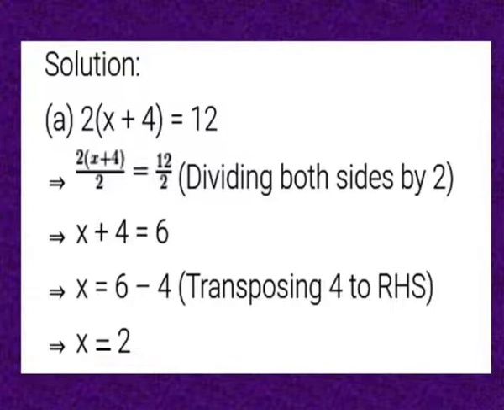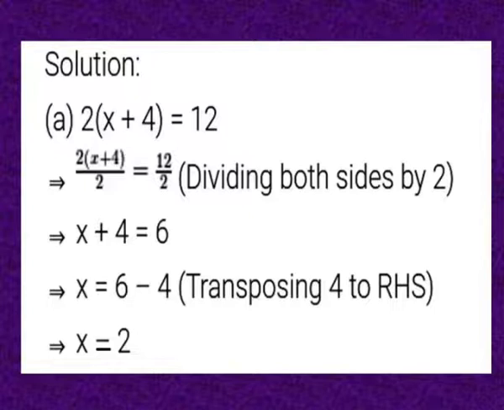Now our equation is x plus 4 is equal to 6. While transposing plus 4 to the RHS, it becomes minus 4 and thus x is equal to 6 minus 4, which implies x is equal to 2. Therefore, x is equal to 2.